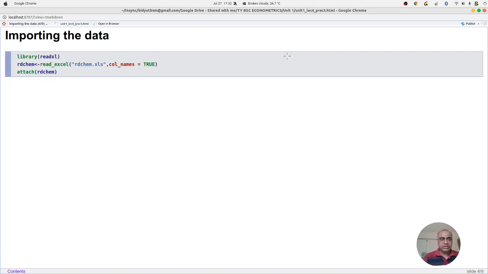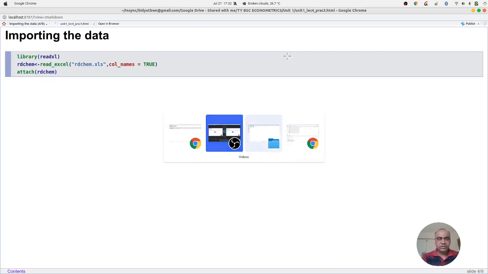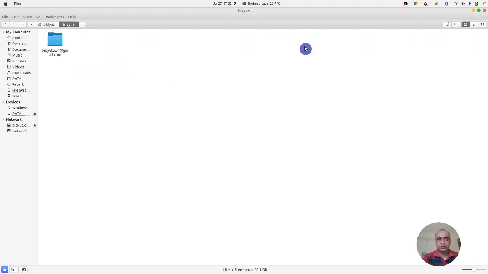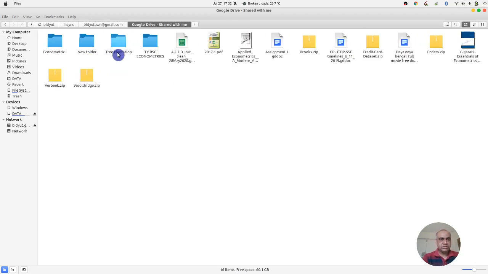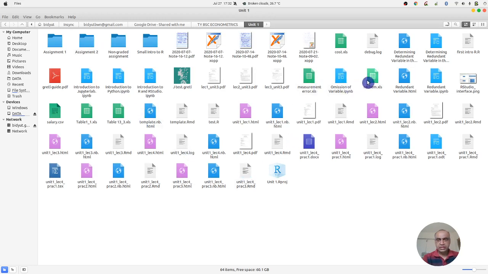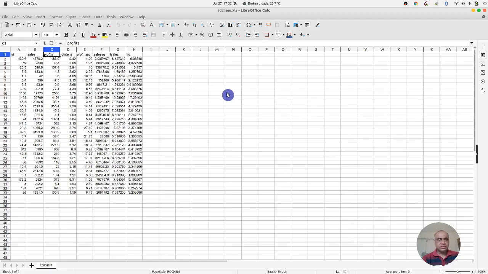So first we import the data. Before that, let me show you the data in the Excel sheet, then it will be helpful for you to understand what data we have and what we are importing. The data we have here is the Excel file rdchem.xls, and this is our data file. The first row is the variable names: RD, sales, profits, RD intens, profit margin, sales square, log of sales and log of RD, and we have 32 observations.